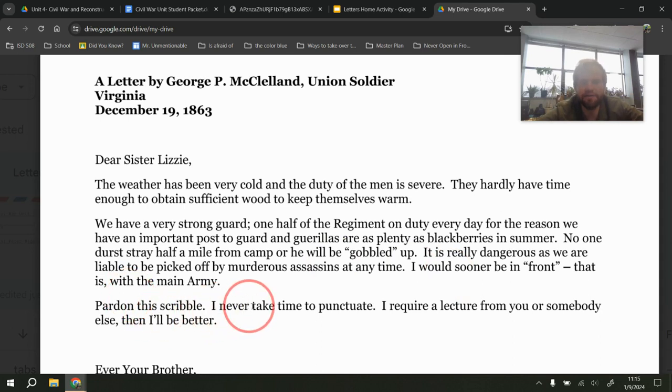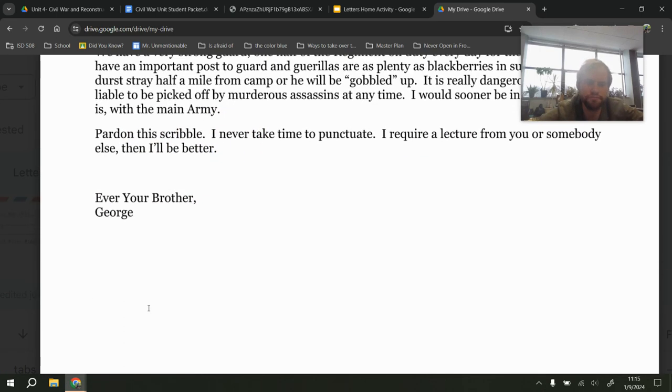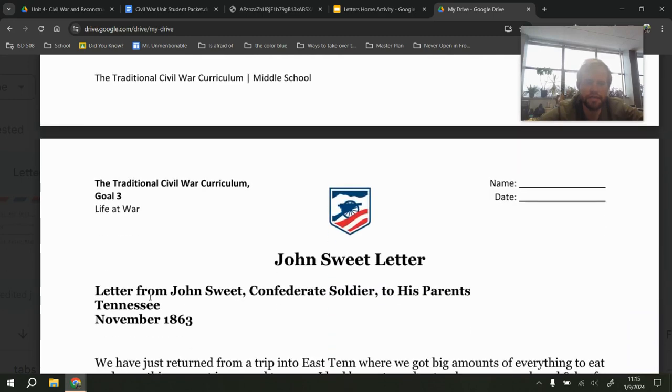Pardon this scribble. I never take time to punctuate. I require a lecture from you or somebody else, then I'll be better. Kind of a little joke there about his writing. He's saying that he needs to learn how to write so he'll be a better writer. Ever your brother, George. And we don't know what George ended up with.